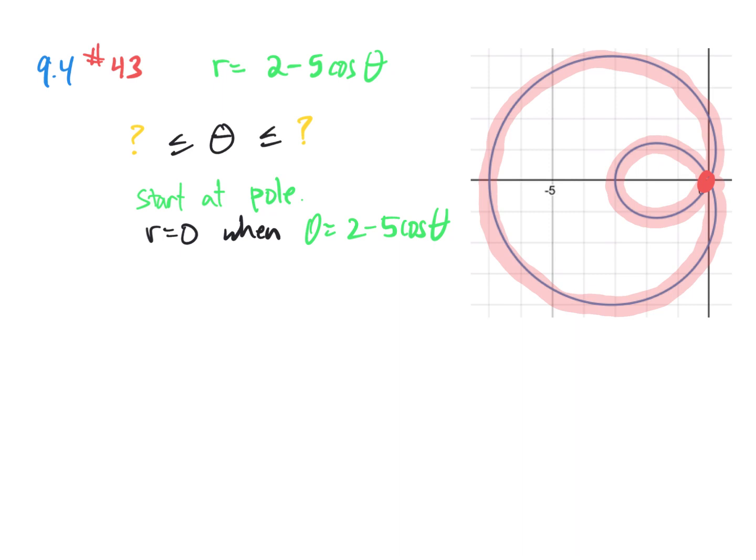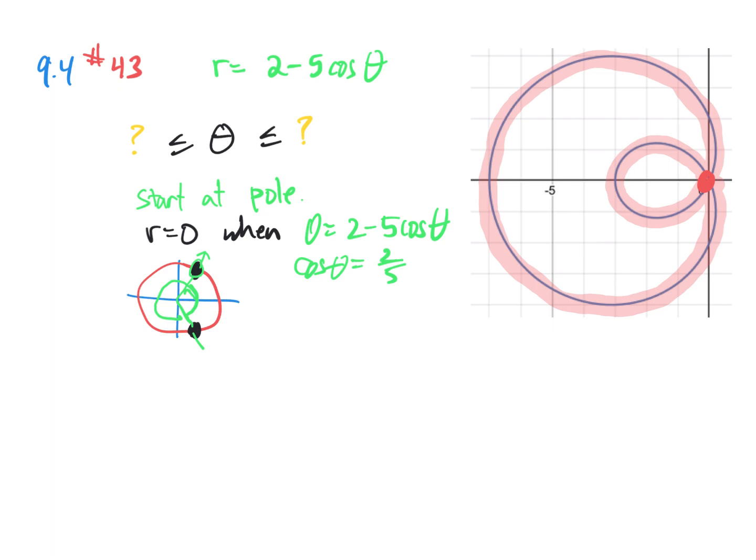r is equal to 0 at the pole when our r expression is equal to 0, which is when cosine of theta is 2/5. Think of the unit circle, and the cosine ratio is the x-coordinate. The x-coordinate is 0.4. We know that the x-coordinate is 0.5 at pi over 3, so it'll be a little bit past pi over 3. And there's actually two places where the cosine ratio is going to be 2/5. Your calculator is only going to give you this one, but if you keep rotating, we'll get another one over here. And if you keep rotating past that, we'll come back here 2 pi radians after the first time.